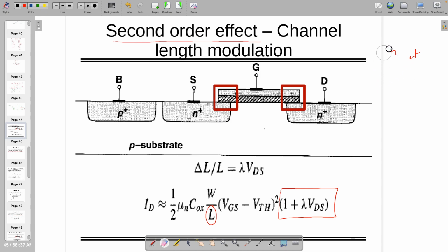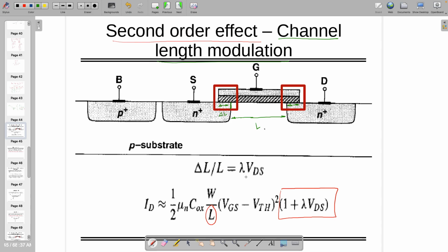Its similar effect in MOSFET is known as channel length modulation, where the channel has actually overlapped and the actual channel length becomes L prime. Or you can say even if it's L, some delta L you are going to observe. Extra delta L is there. That delta L by L I am going to call as lambda VDS.